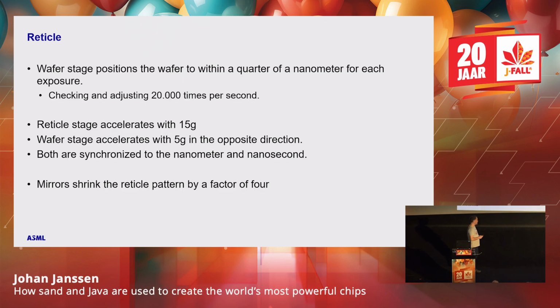So how does it work? Basically, the wafer stage, which contains the wafer, and the reticle stage, which contains the reticle, move in opposite directions, but with an insane speed. The reticle moves at 15G and the wafer at 5G, while still being able to print in the right direction. To do that, the position of the wafer is already put in the right position before we start printing, but even during the printing, it's adjusted 20,000 times per second to make sure it's in the correct position.